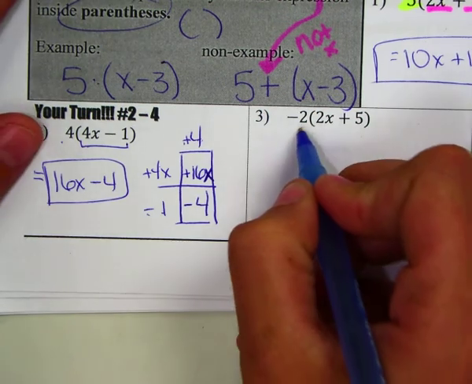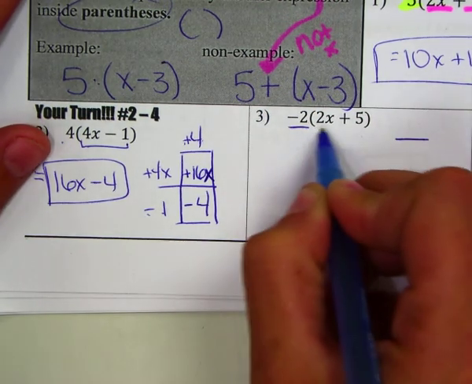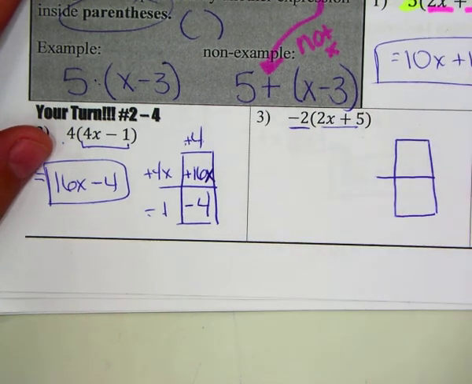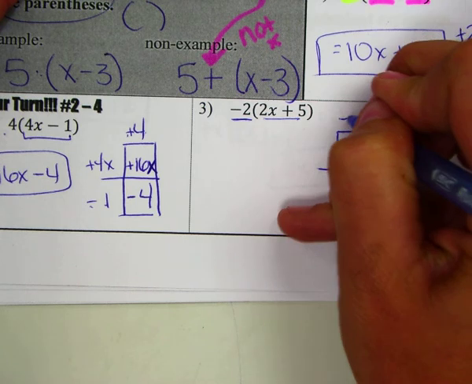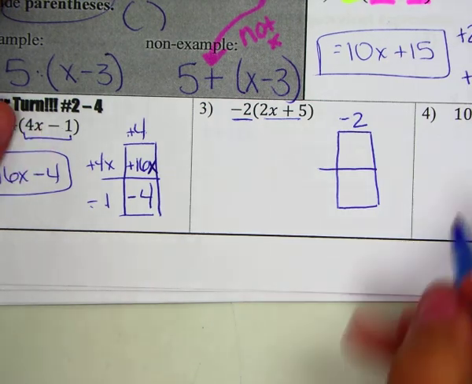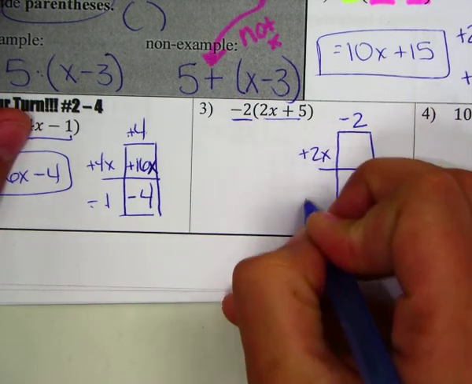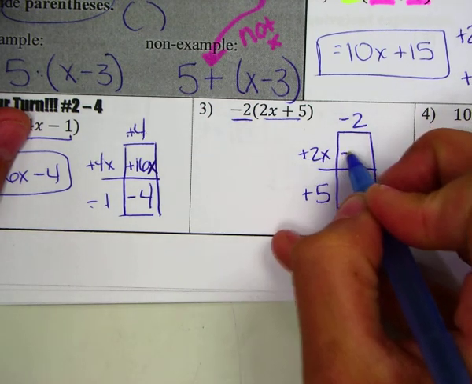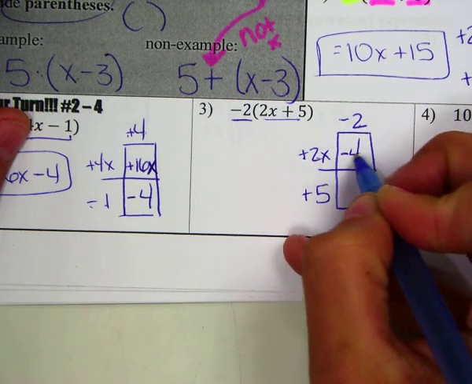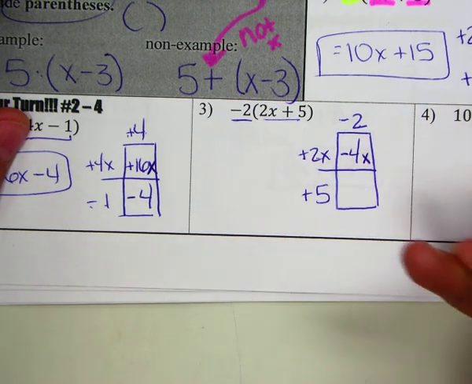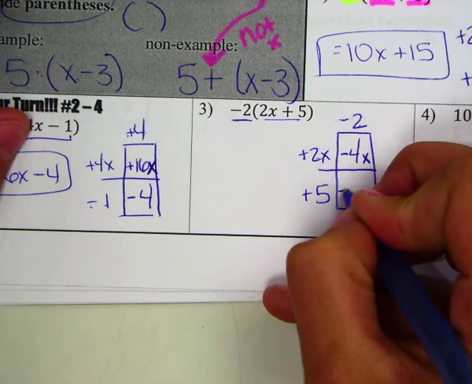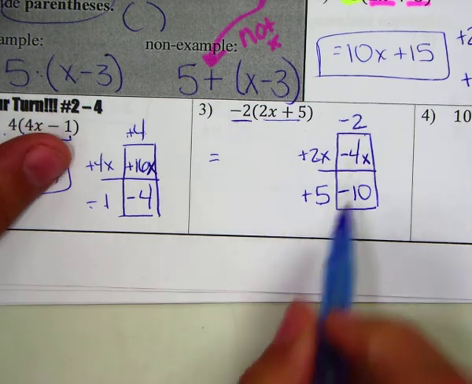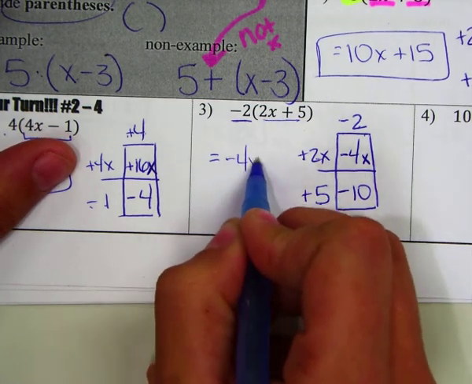Number 3, this is one term. This is two terms. So it'll be a 1 by 2 box. Negative 2 will go on top because that term is negative. Then a positive 2x plus 5. Negative times a positive is a negative. 2 times 2 is 4, and we just tack on that x for now. Negative times a positive is a negative. 2 times 5 is 10. So our answer is, when we simplify, negative 4x minus 10.